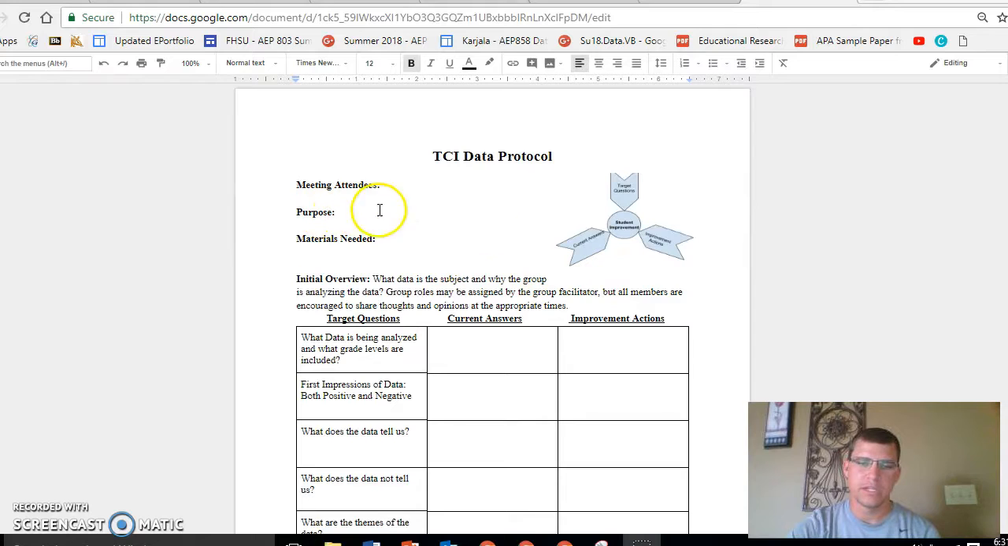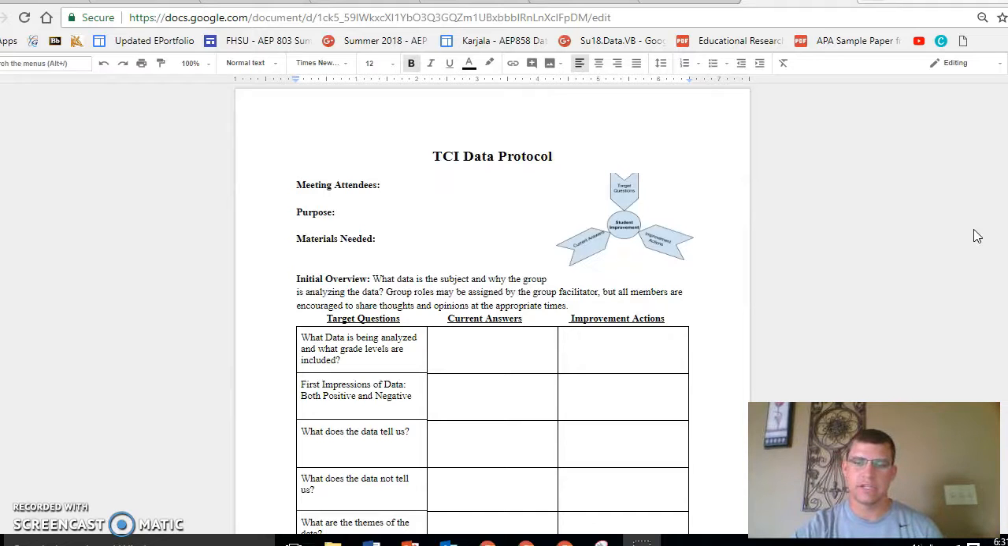The purpose for the meeting, I feel like being purposeful in what you're meeting about is what is going to drive data and make it more meaningful. You also need what materials will be needed, most likely a laptop or at least access to the data, whether it be in print form or online. But you could use a multitude of things with your laptop being present, such as data assessment tools and analyzing tools. The initial interview aspect right below, what data is the subject and why the group is analyzing the data.